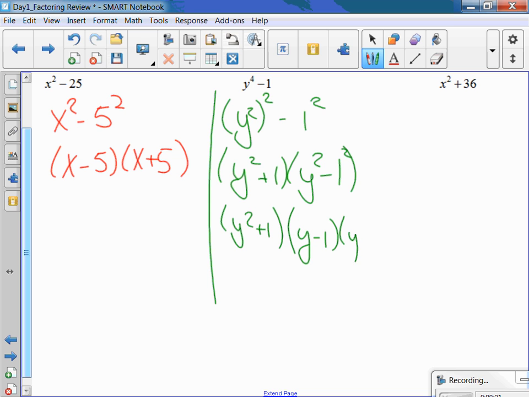So sometimes there are going to be multiple steps involved in solving a problem, such as this one. We took it down to a certain point and said, hey, we still have something we need to simplify further.